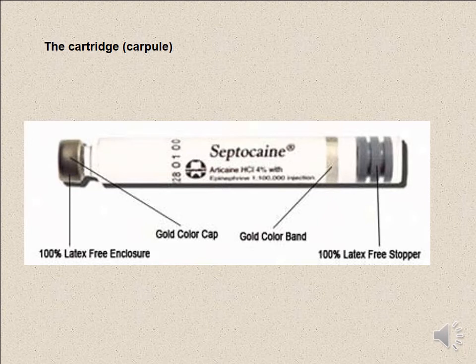The last part of the armamentarium used for local anesthesia is the cartridge. The parts of the cartridge, from beginning to end, are the diaphragm, which is surrounded by a latex-free enclosure, the gold colored cap, and the glass syringe that forms the body of the dental cartridge. The last thing is the stopper, which maintains the local anesthetic solution within the cartridge.